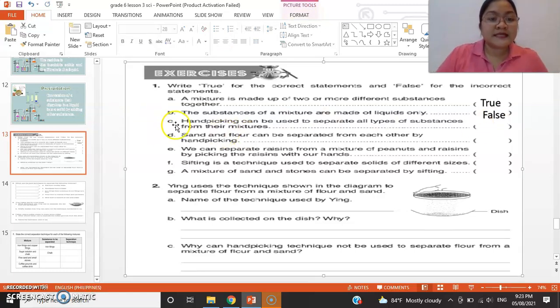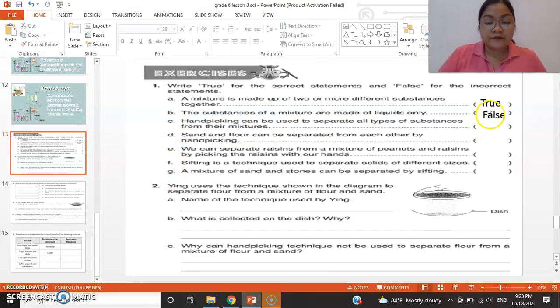Okay, letters C, D, E, F, and G. Try to answer on your own. Okay, next, number 2. Ying uses the technique shown in the diagram to separate flour from a mixture of flour and sand. Letter A: name the technique used by Ying. So what technique are you going to use if you're going to separate flour and sand?